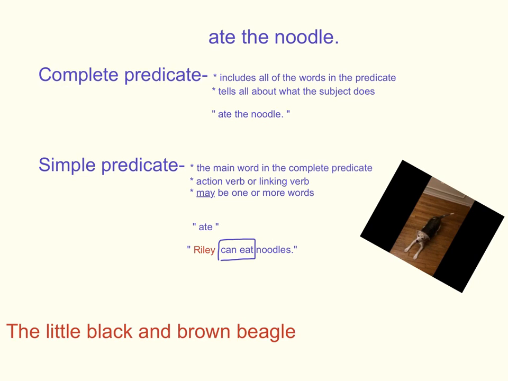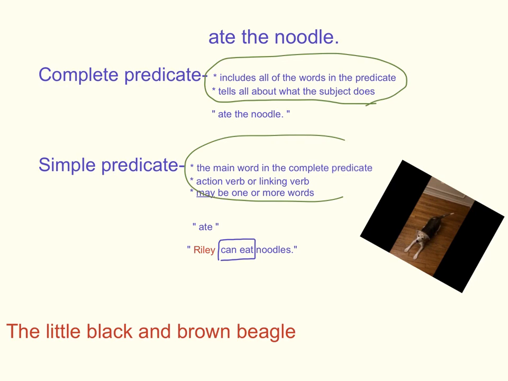If you look for the simple predicate, that is the main word in the complete predicate. It is an action verb or a linking verb, and it may be one or more words. So in this case, it's just one. It's the word ate. It could also be two words if you have a linking verb, in which case you include that main verb and the linking verb. Okay, so if you would like to pause the video right now, that way you can record the definition for complete predicate, which is right here, and then go ahead and record the definition for simple predicate, which is right here.